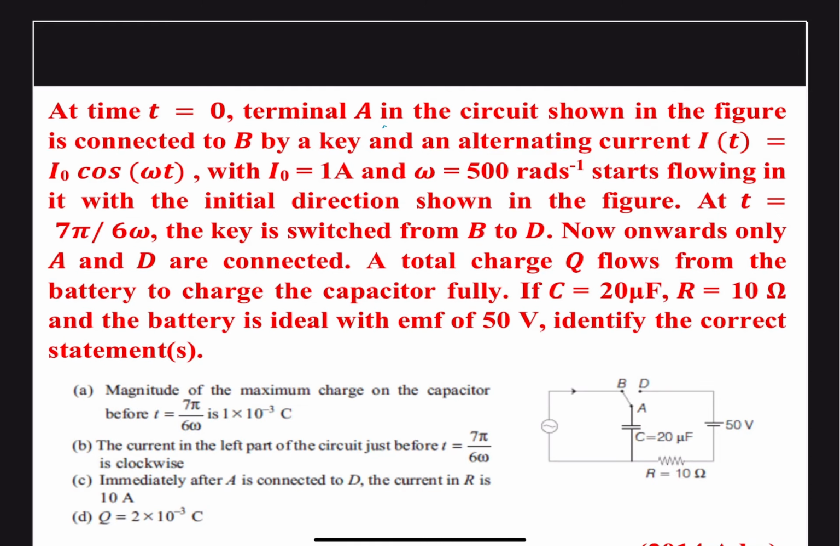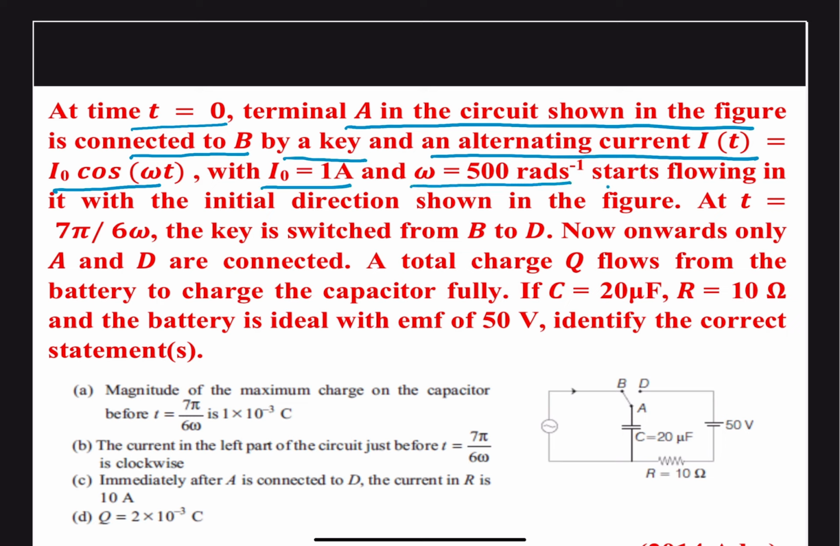Hello friends, today's question. At time t equals 0, terminal A in the circuit shown in the figure is connected to B by a key, and an alternating current I(t) equal to I naught cos of omega t, with I naught 1 ampere and omega 500 radian per second, starts flowing in it with the initial direction as shown in the figure. At t is equal to 7 pi upon 6 omega, the key is switched from B to D.